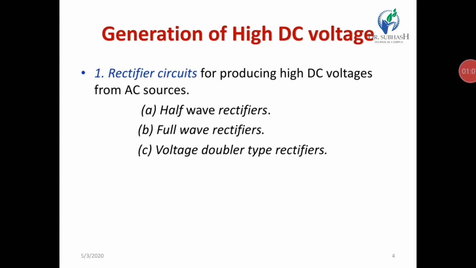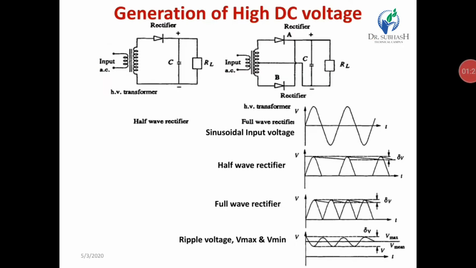First we will see the rectifier circuits for producing high DC voltages from AC sources. There are three methods. One is a half wave rectifier, second is full wave rectifiers, and third is voltage doubler circuits. Here we can see two figures. The first one is for half wave rectifier and the second circuit diagram is for full wave rectifier.